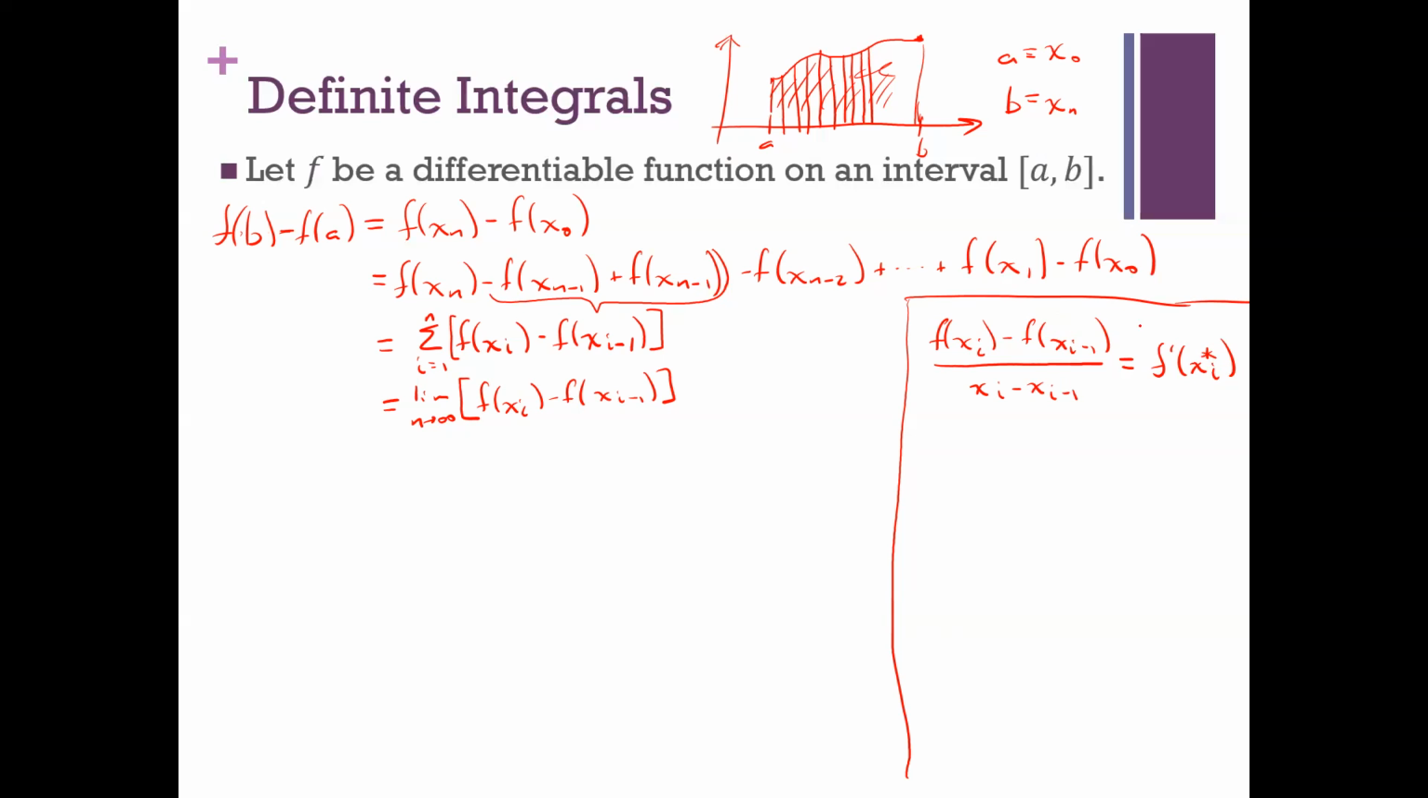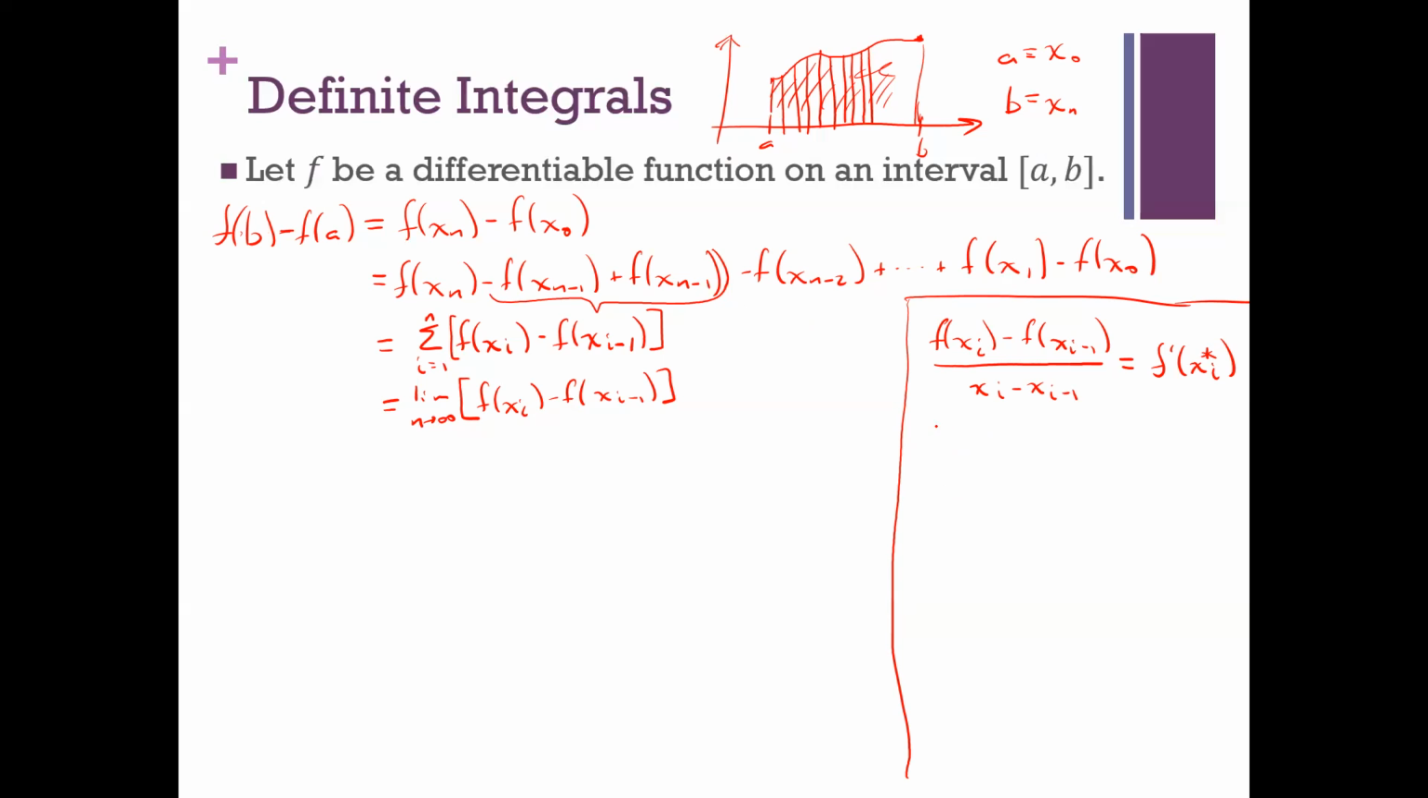Something we've done somewhat recently. That's the mean value theorem. Because my function is continuous, I know somewhere my slope is going to be equal to the average rate of change. So somewhere on every single one of these little intervals, no matter how small I make them, I can pick a sample point whose derivative is the same as the slope.